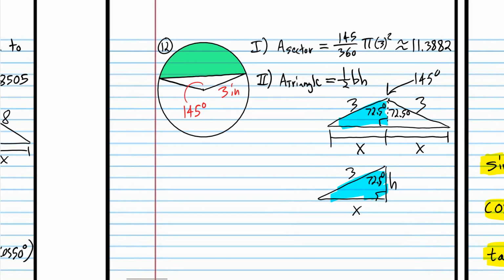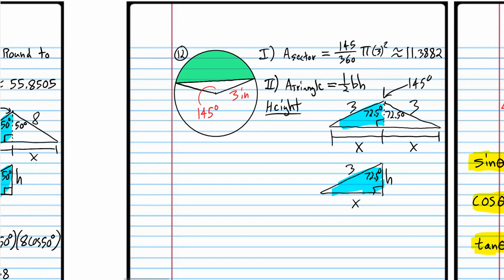And now we're going to find the height of that triangle, because the height of that triangle is the height of the bigger triangle. And to find the height, that's the adjacent side to the angle 72.5, and we want to use the hypotenuse. So adjacent and the hypotenuse, that's going to be cosine, which is adjacent over hypotenuse. Multiply both sides by 3. So we found the height, and we're just going to leave it in that form.